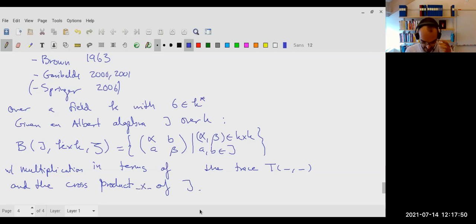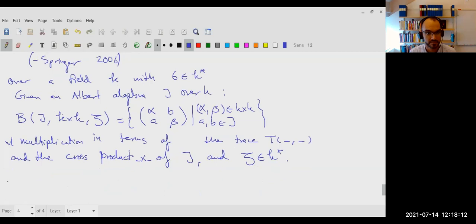So I will not give you the exact formula, but that's the ingredient that goes into this. And so where does this zeta come from? An invertible scalar zeta in K. Okay, so what do we know about this algebra? This is an algebra with involution.